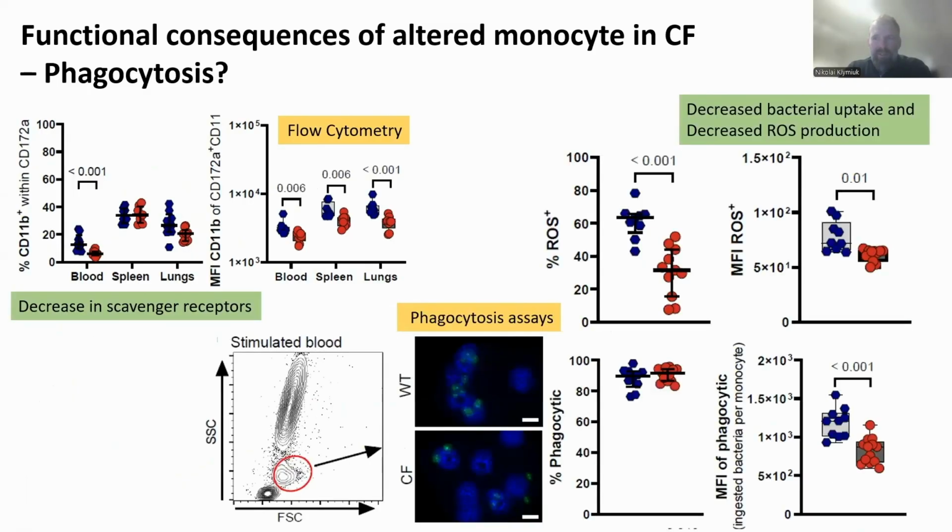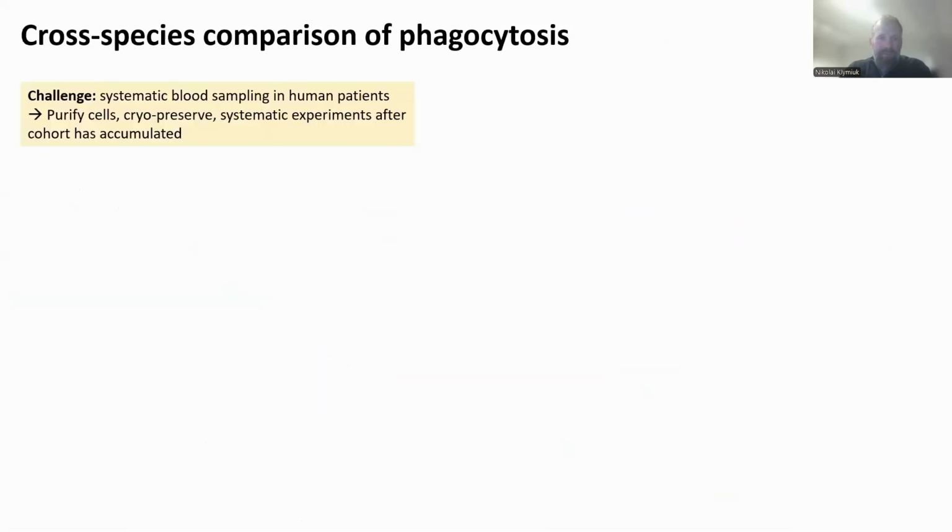When we did phagocytosis assays with fresh blood cells from pigs, we saw that almost all of the myeloid cells were capable of ingesting bacterial particles, but the amount of particles was declined in cystic fibrosis cells compared to wild type. With ROS, the picture was even more significant. We had fewer cells capable of producing ROS, and the expression level of ROS was declined.